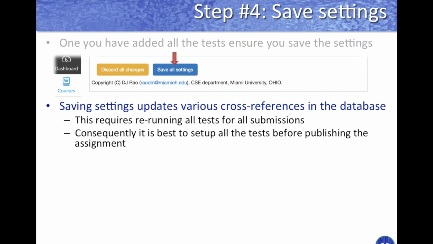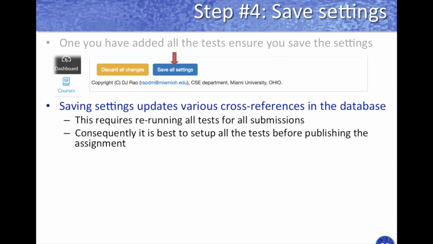Note that saving settings updates various cross-references and internal structures in the database. So once those cross-references are updated, it does require rerunning all of the tests for the submission. So if some parts of the test have changed, that means all of the test cases need to be rerun. So if you have many student submissions and if you're making changes after students have submitted solutions, you'll have to retest all of their submissions. It does take some time to do it, but it's not too long.